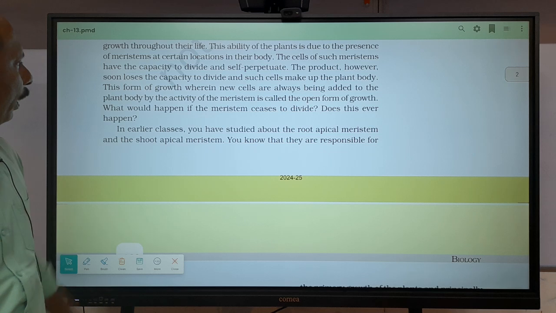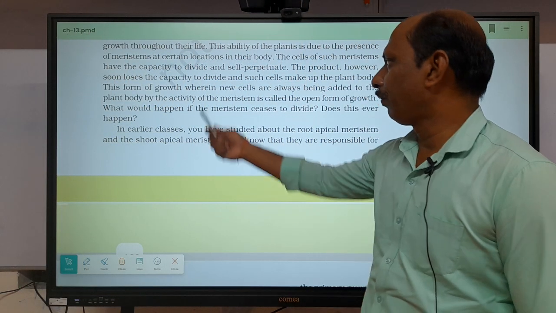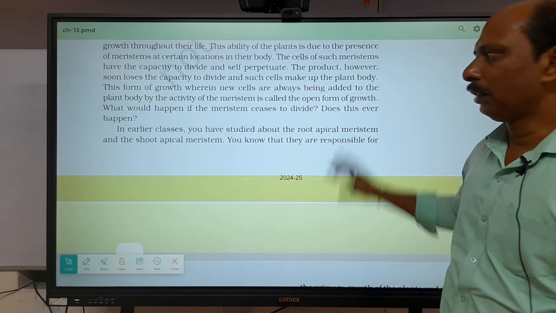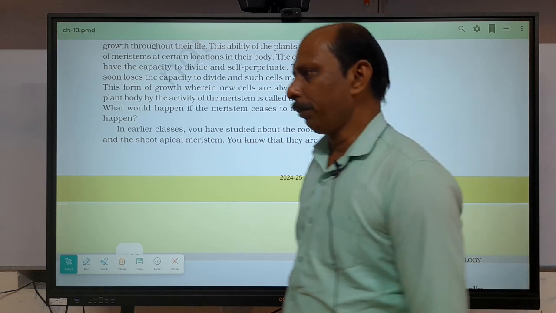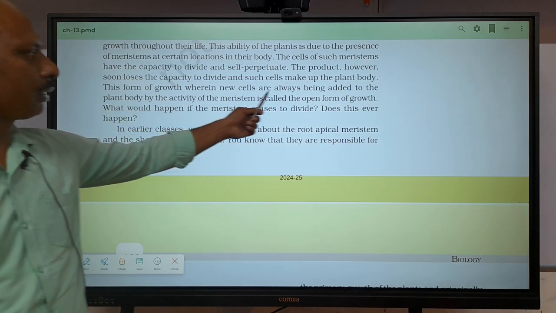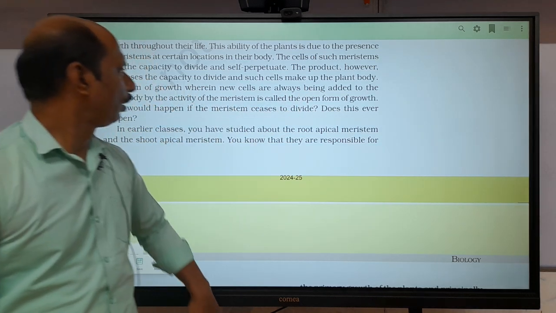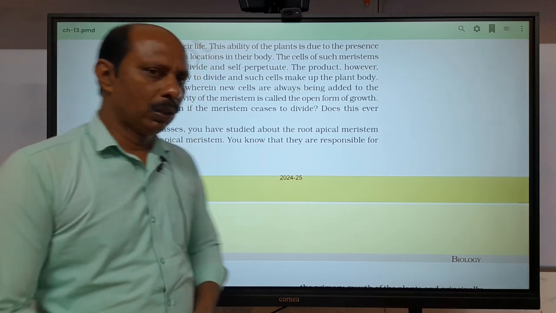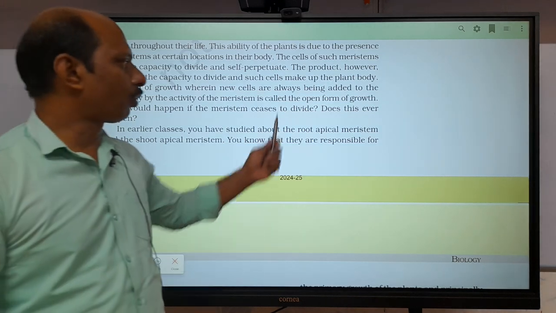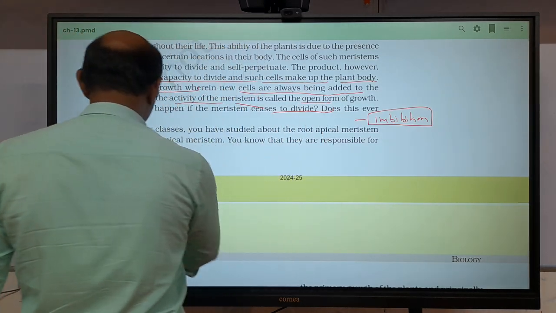The product, however, soon loses the capacity. When they lose the capacity to divide, these cells make the plant body. That means they are undergoing maturation. After maturation, they form the different tissues. Now what is this form of growth wherein new cells are always being added to the plant body by the activity of meristem? This one is called open form of growth.